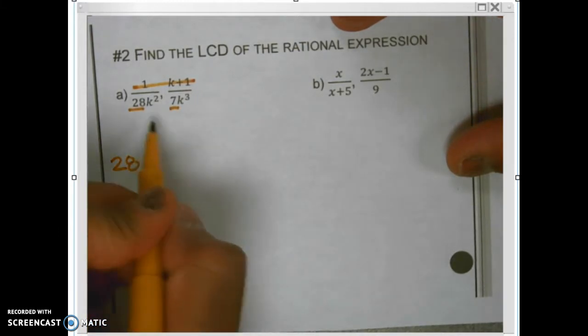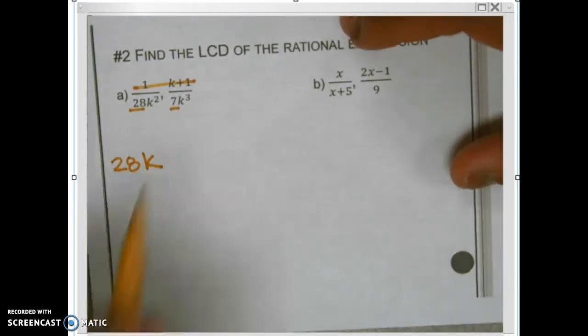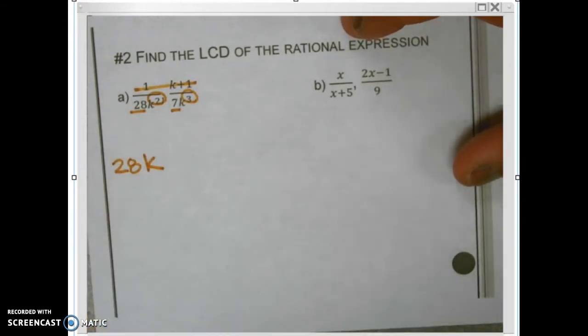And then you're looking at the k's. Well, they both already have some k's in common. I want them to be the same, except this one has a 2 and this one has a 3. Which one would be big enough for them to both fit into?